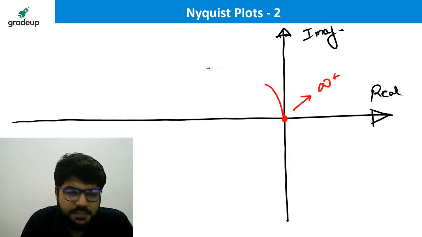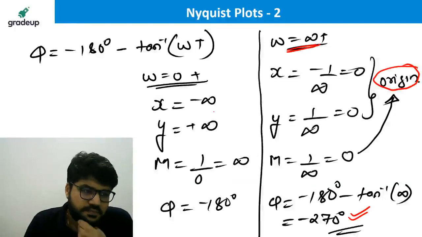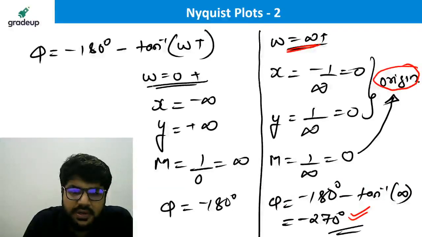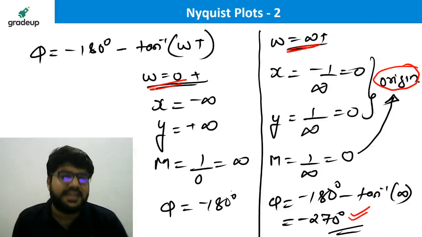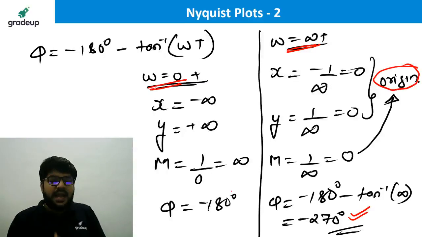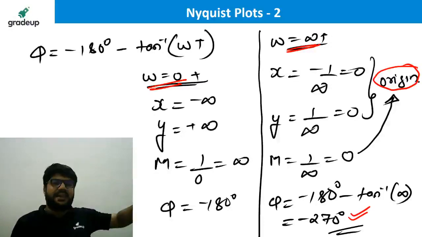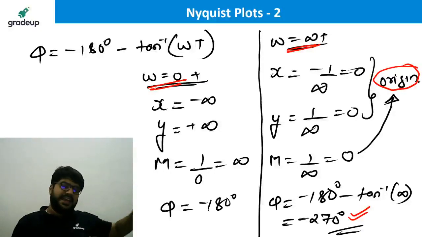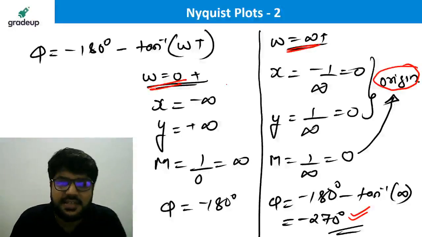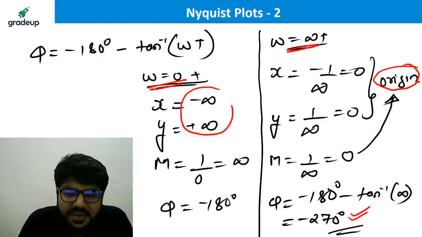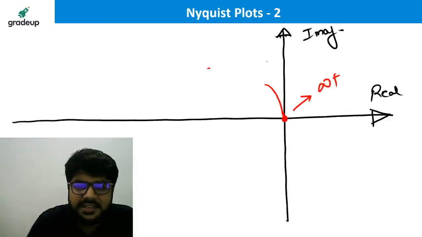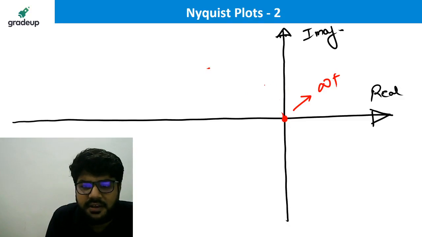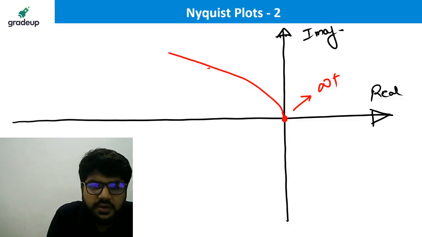This is infinity plus. And then at omega equal to 0 plus, magnitude is infinity, phase minus 180. Phase minus 180 means along the negative x-axis, either the negative x-axis or parallel to it. The direction will be known. Maybe negative x-axis or parallel to the negative x-axis. And to give you the correct shape, that is why I have done the x and y analysis. X is minus infinity, y is plus infinity. It is just going to go and travel.